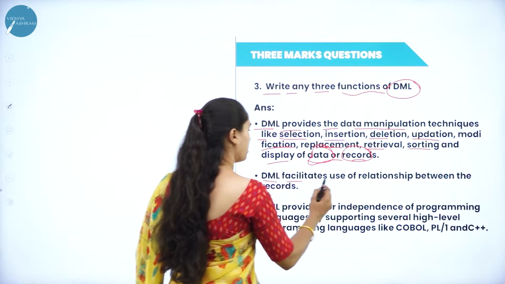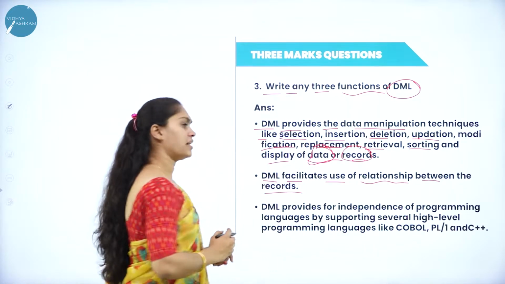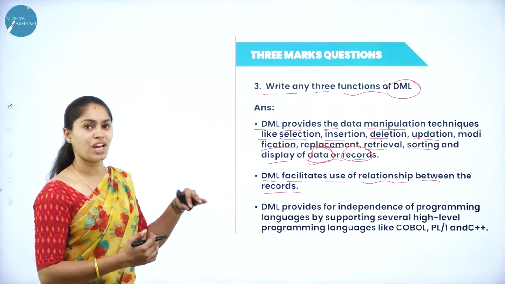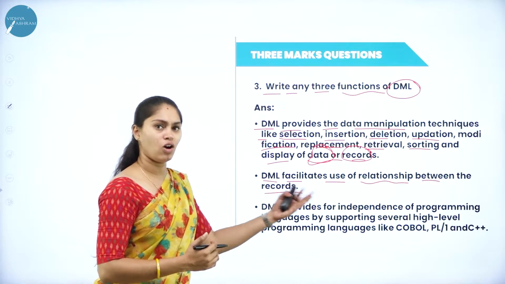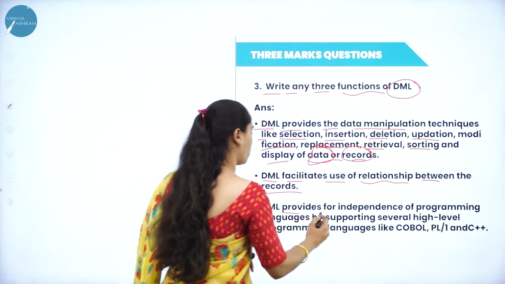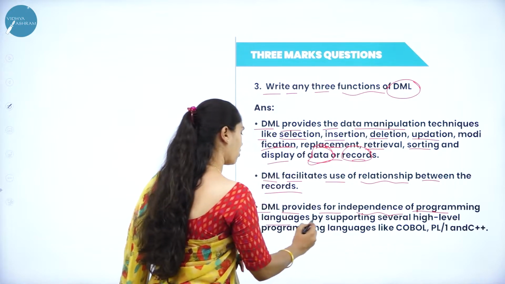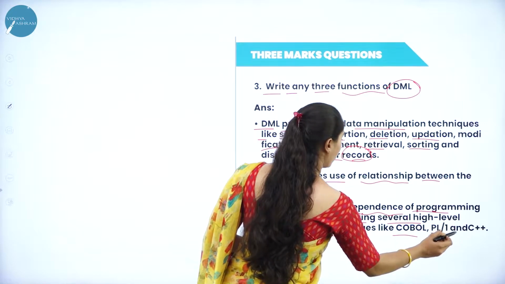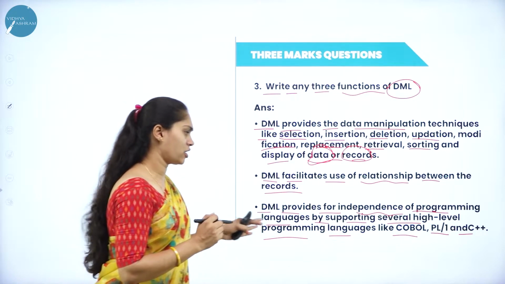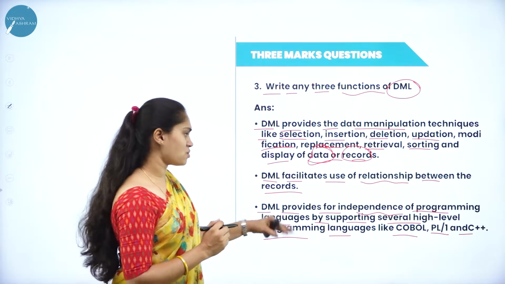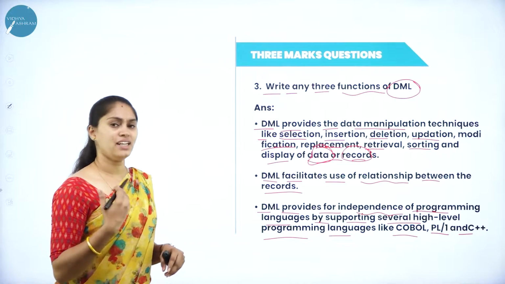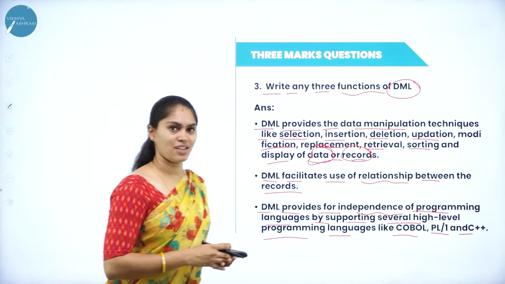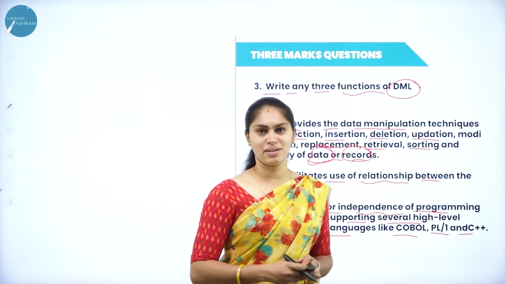Next, DML facilitates the use of relationship between the records. I can build a relationship between one tuple to another tuple. A single entry of a table is considered as a row, tuple or even a record. Then DML provides for an independence of programming language by supporting several high-level programming languages that includes COBOL, PL-1 and C++. It does not depend on any of the programming languages. So these are the 3 functions which we can see with respect to DML or data manipulation language.